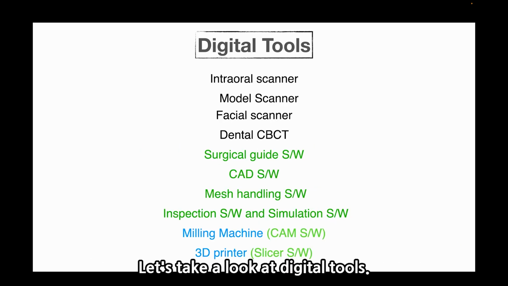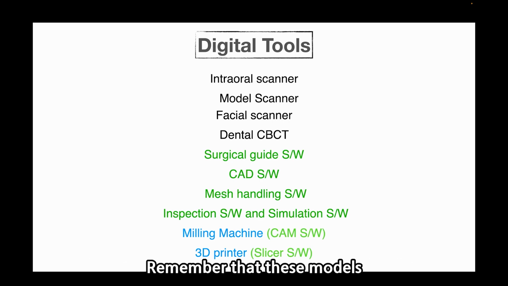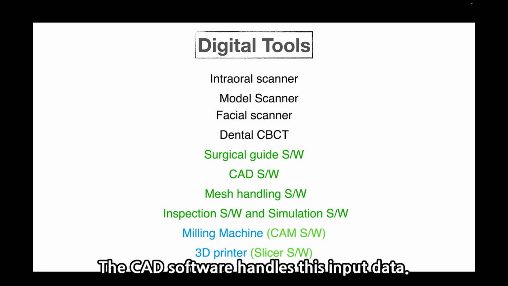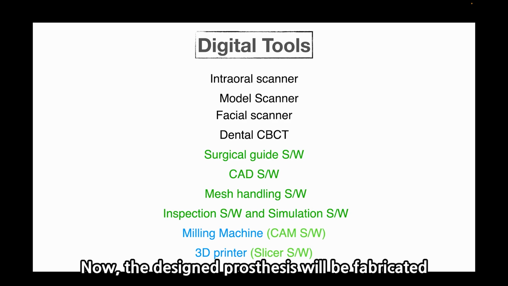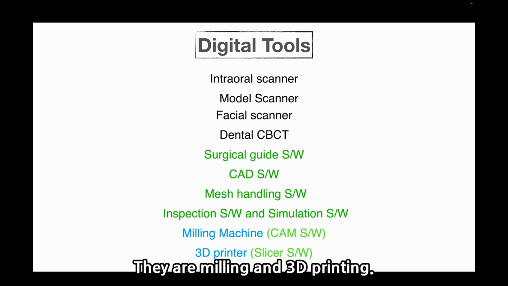Let's take a look at digital tools. Various scanners act as digitizers that transform physical models into digital files. Remember that these models represent accurate scan models. They have a directional presence in 3D space. The CAD software handles this input data. Now, the designed prosthetics will be fabricated using additive and subtractive methods. They are milling and 3D printing.